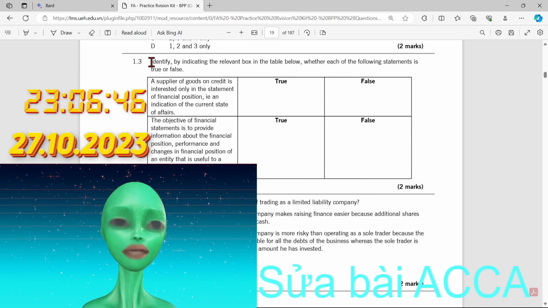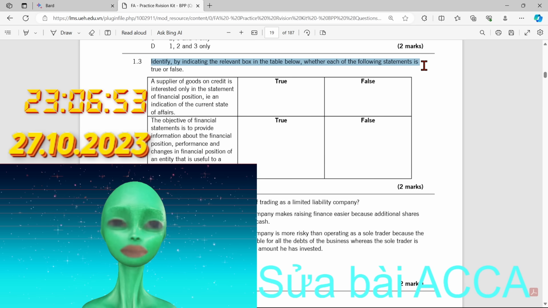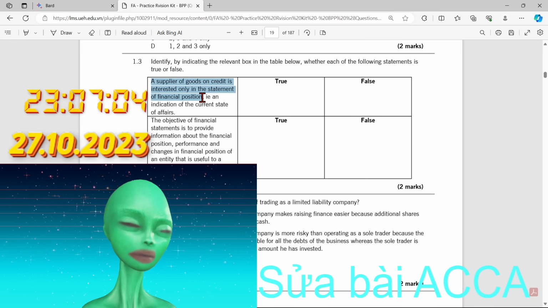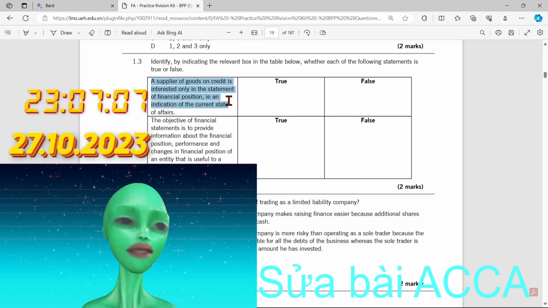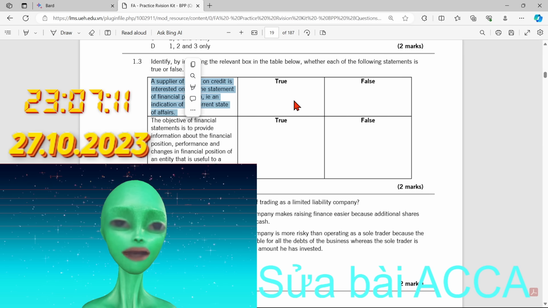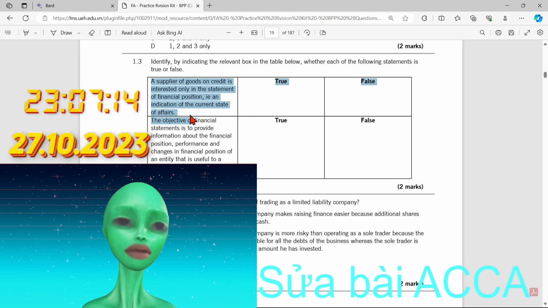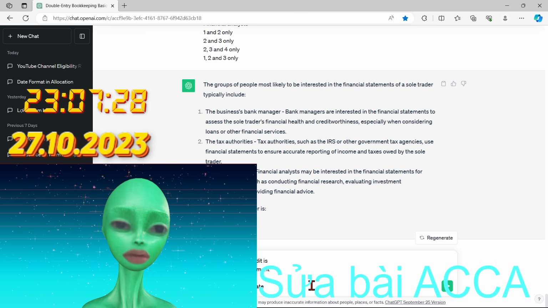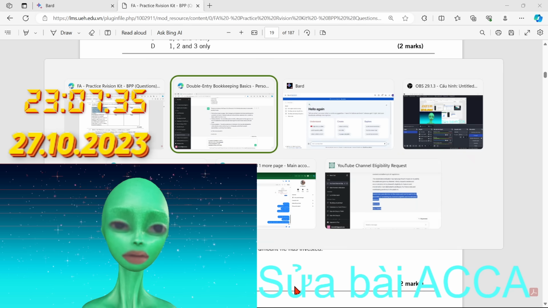True or false? Indicate in the table below whether each of the following statements is true or false. The supplier of goods on credit is interested only in the statement of financial position, i.e. an indication of the current state of affairs. I don't understand that statement comprehensively, so I will use ChatGPT to translate.